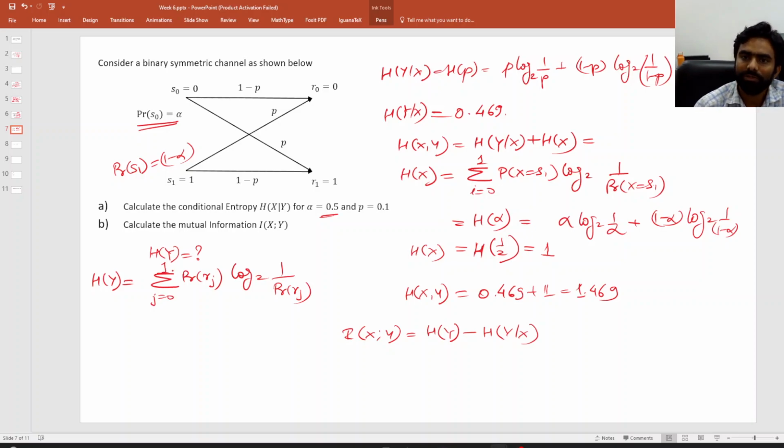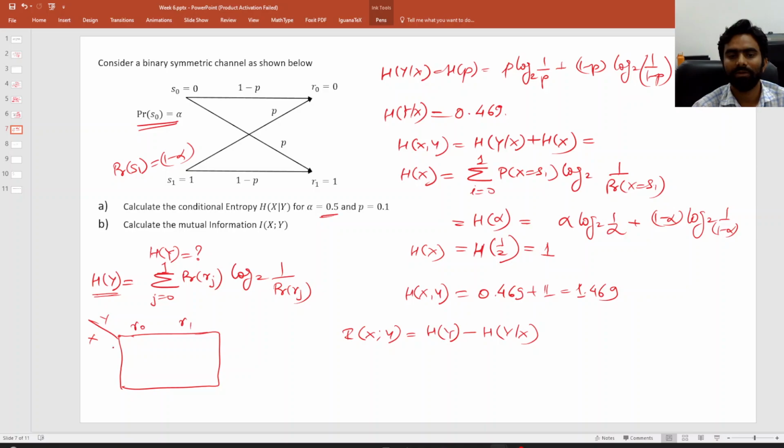Yes, have you solved this one? What is the probability of y, h of y? Can anyone tell me? We have, I think, seen it in the video lecture also. But I will calculate this using the table. We have that table now. Let's see, this is x and y. So that is R0, R1, S0, S1.